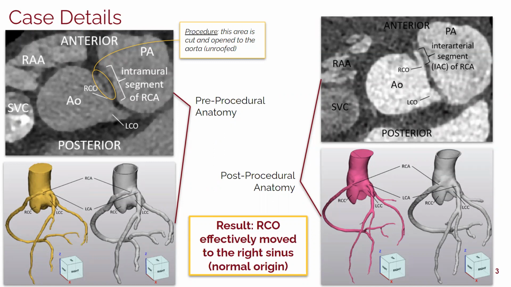This can be more easily visualized in the model images shown. Here, we can see in the pre-procedural anatomy on the left that the RCA takeoff point is much closer to the LCA and in the left coronary cusp, but has moved more toward the right coronary cusp and farther away from the LCA in the post-procedural anatomy. The result, then, is that the RCO has effectively moved to the right sinus, which is more representative of a healthy anatomical morphology.